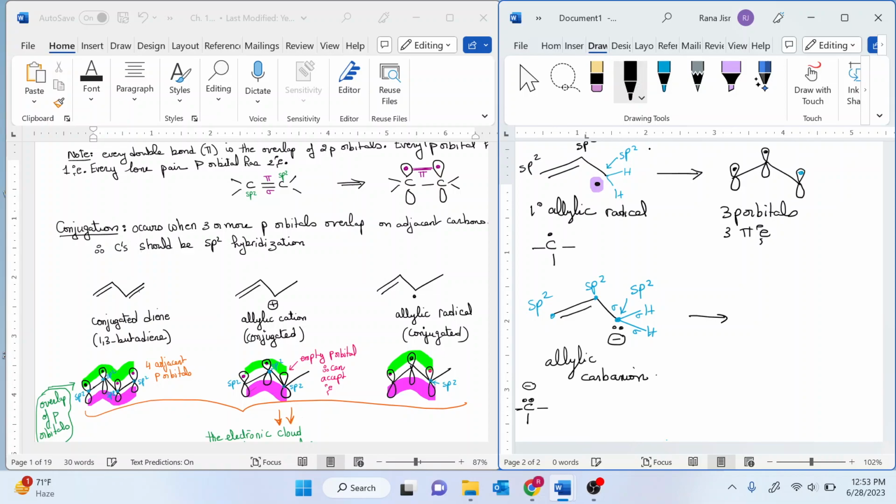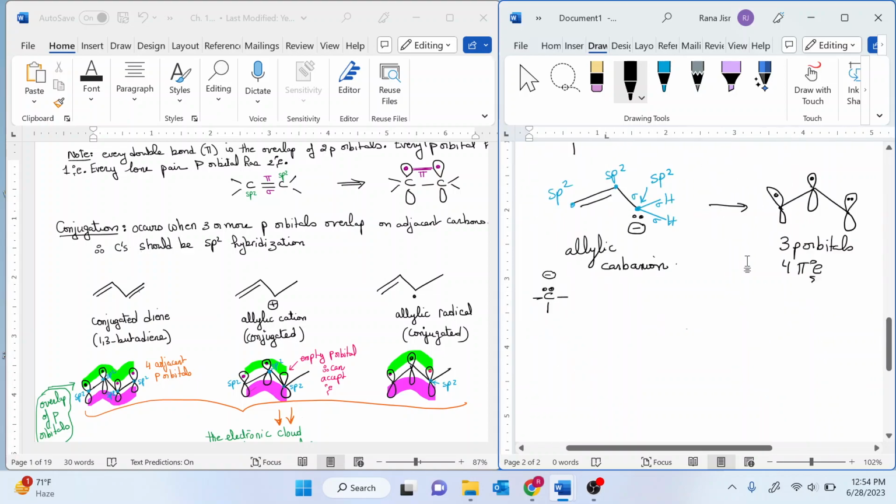So now if I want to draw the p orbital representation, I will end up having 1 electron in each of these p orbitals. And for the carbanion, I'm going to end up having 2 electrons in the p orbital. So the total number of p orbitals is going to be 3, and the number of electrons is going to be 4 pi electrons. This is how many electrons belong to the p orbitals. So in these examples, I'm only considering the p orbitals and how many electrons are in them.